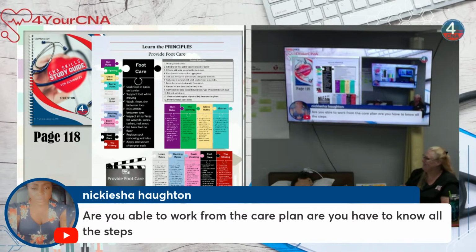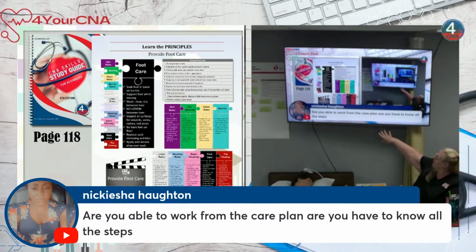Nikisha says, are you able to work from the care plan or do you have to know all the steps? Good question. For the test, you're going to get a care plan, and that care plan is yours throughout the test. You can go back and read it as often as you need to. You can stop in the middle of the skill and go read the care plan. But the care plan isn't going to tell you the steps. You have to know the steps. The care plan will tell you what to do, but not how to do it. That's what we're learning now, the steps or the how-to.